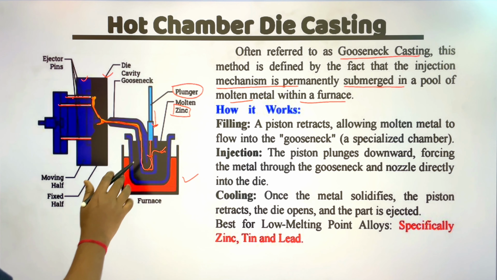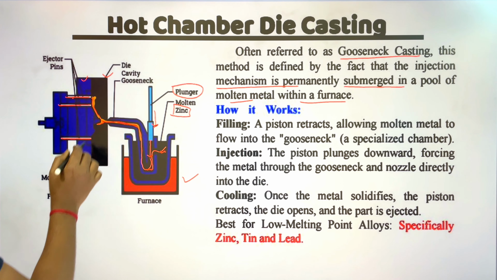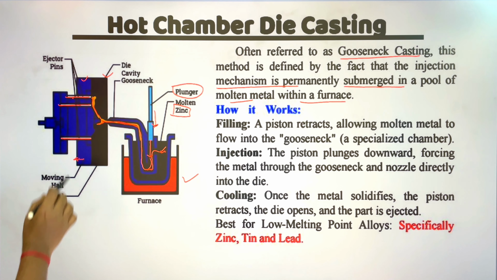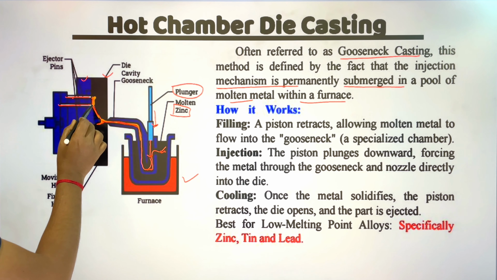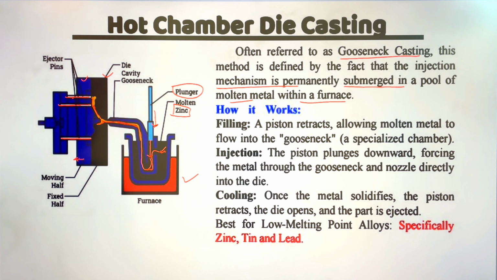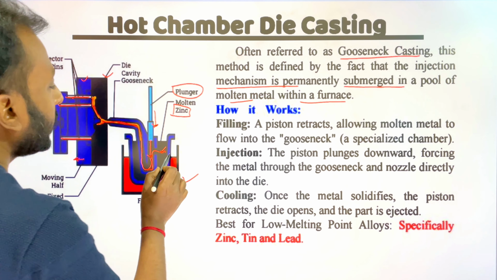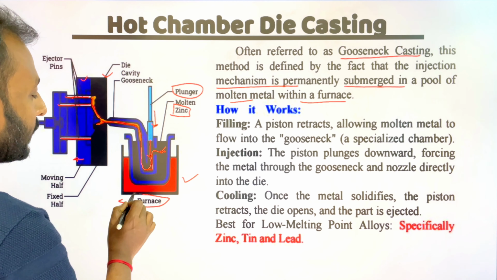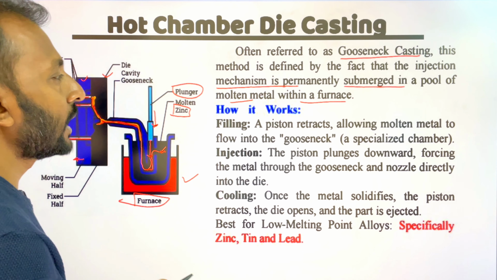When the process is completed, we move the moving part of the die and with the help of the ejector pins we eject the product from the dies and we get the final product. So here we can see that the molten metal is continuously heated inside a furnace. This is the hot chamber die casting.